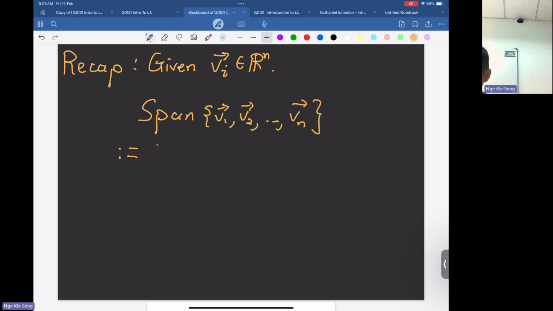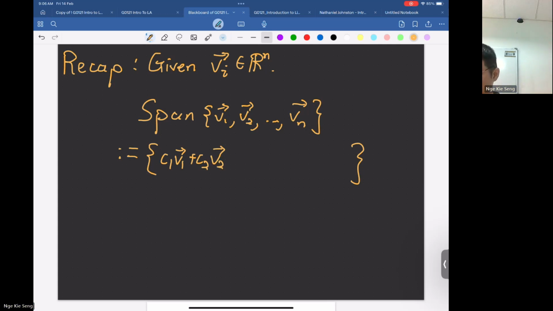So how do we define this span? What are the things inside here? What's the keyword? Set of linear combinations. Linear combination of what? You need to combine things. Combine these v_i. But how to combine them? What does the linear refer to? You take scalar multiples of them, and then you take their sum.